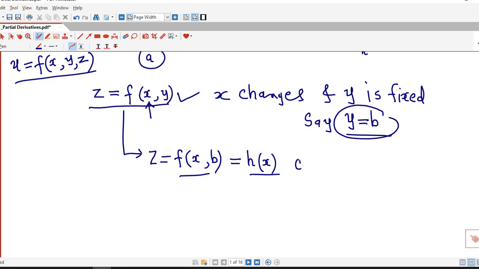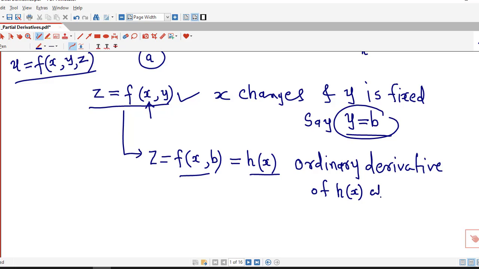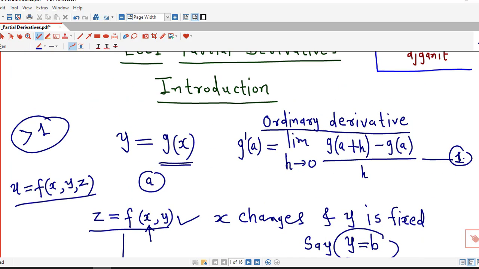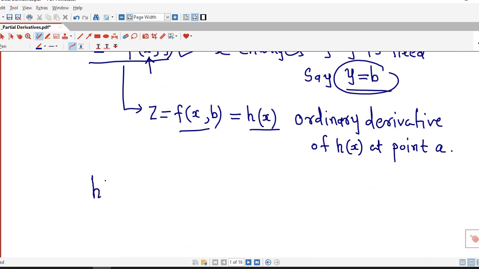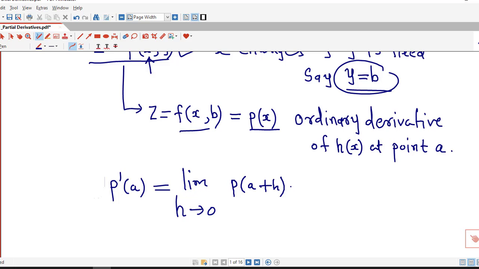So we can talk about the ordinary derivative of this function h(x), because h(x) is a function of only one variable, at some fixed point, say a. Using definition 1, we can write the derivative of this function at point a. We will not use h here, because h is used in the definition. So we consider another function, say p(x). The derivative of this function p(x) at point a is nothing but, using the definition of ordinary derivative, the limit h tending to 0 of (p(a+h) - p(a)) divided by h.